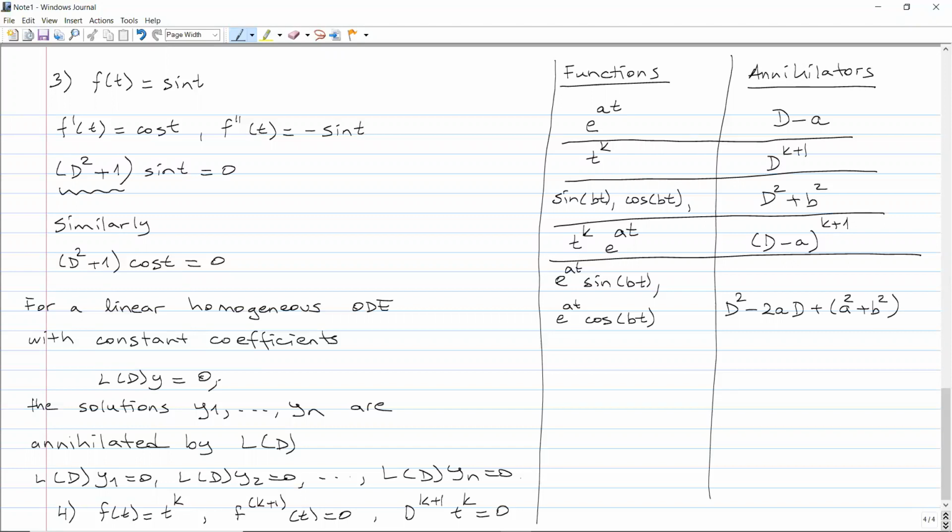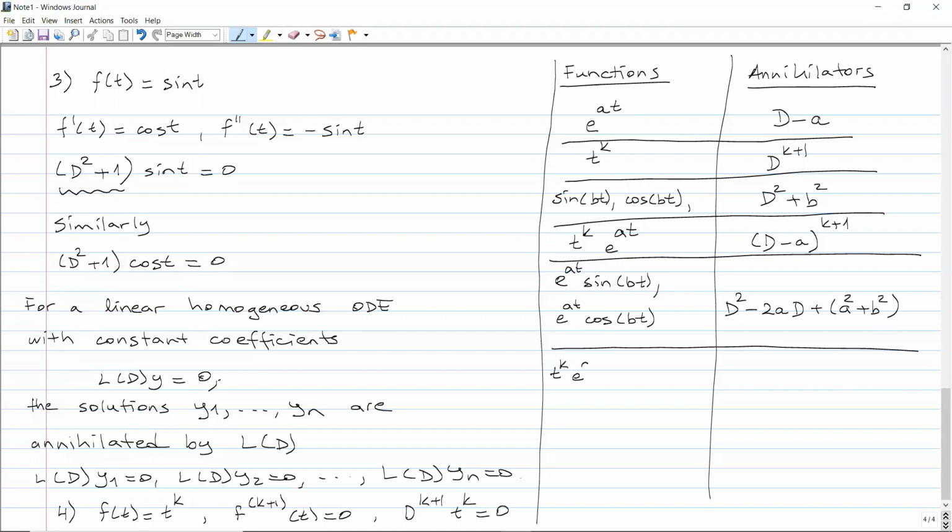This is going to be your annihilator. Okay, now we may multiply these with a polynomial.